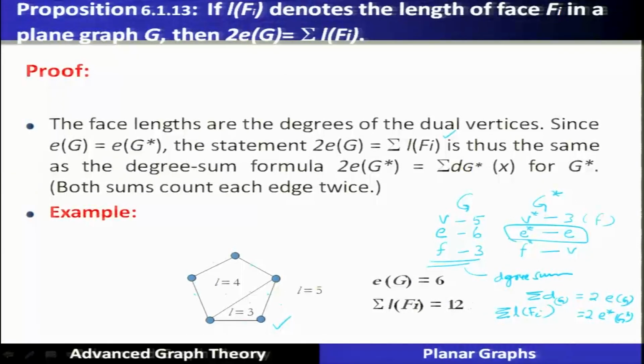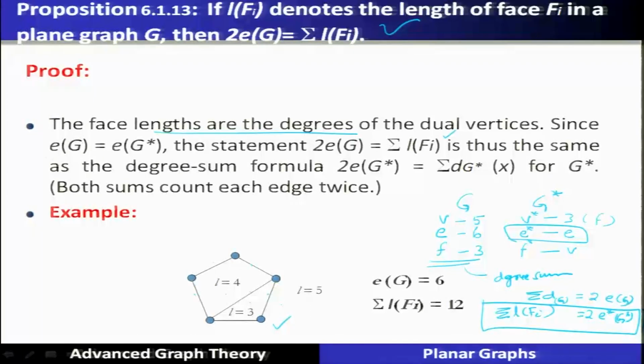Hence this particular formula we have derived using the degree sum formula. So let us see the proof. It says the face lengths are the degrees, that we have already shown, of the dual vertices.